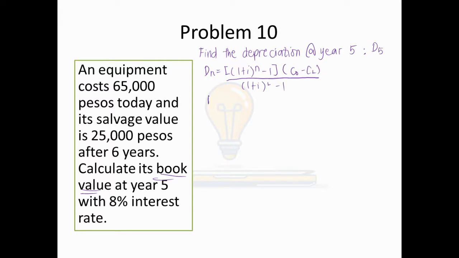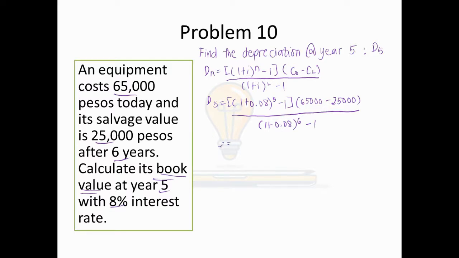And then, next step is to substitute the given values. So, we have 1 plus our given na 8%, or 0.08, raised to n, or yung 5 since we are looking for the value at year 5, minus 1, multiplied by the first cost na 65,000 pesos minus the salvage value 25,000 pesos, all over 1 plus 0.08 interest raised to its useful life na 6 years minus 1.